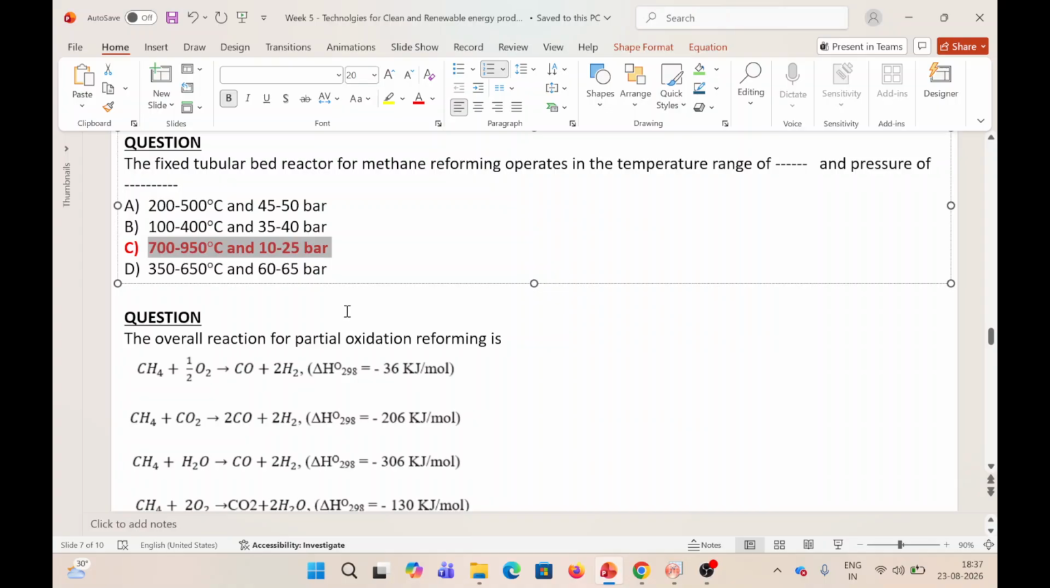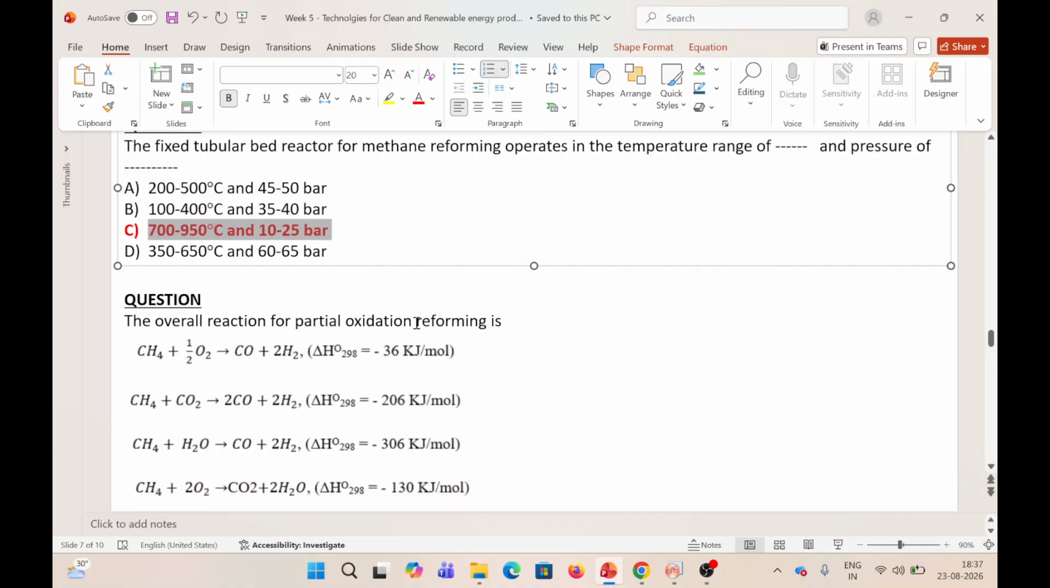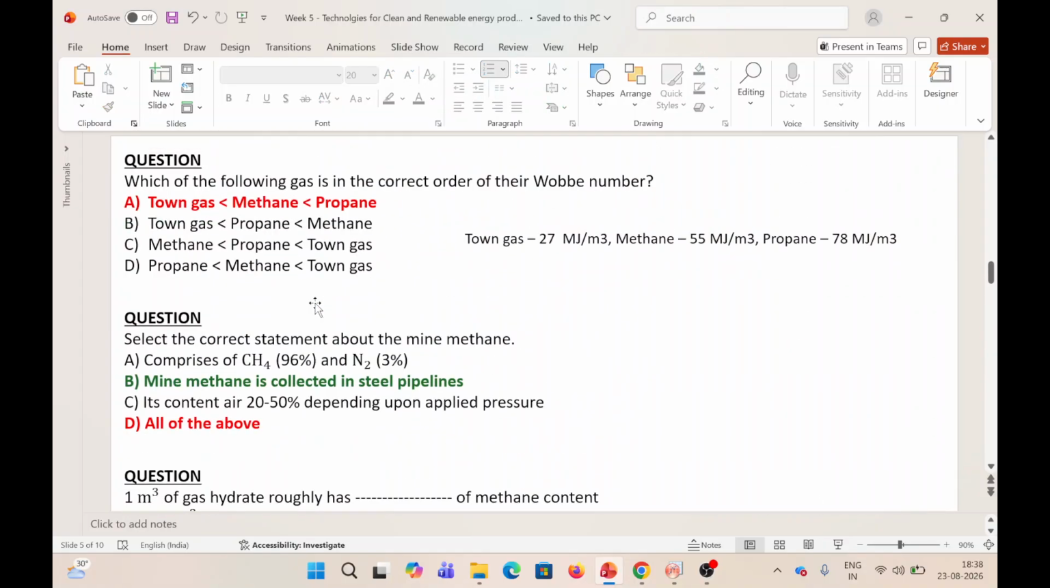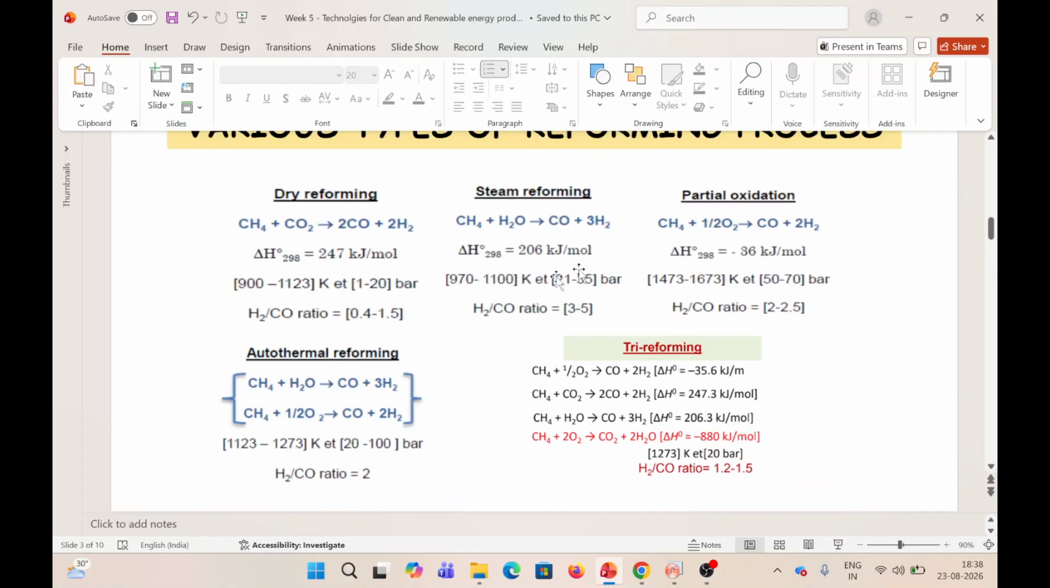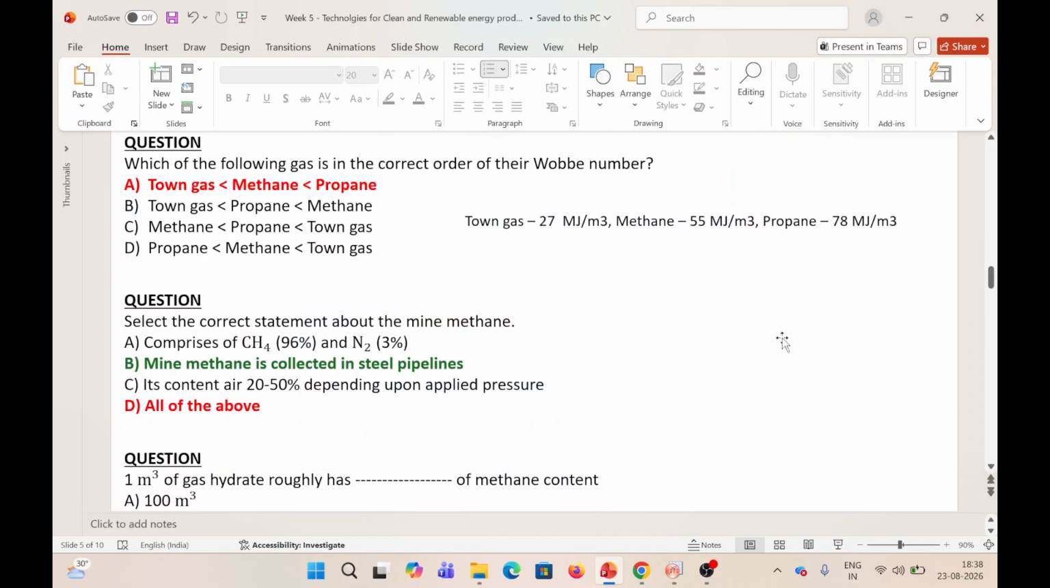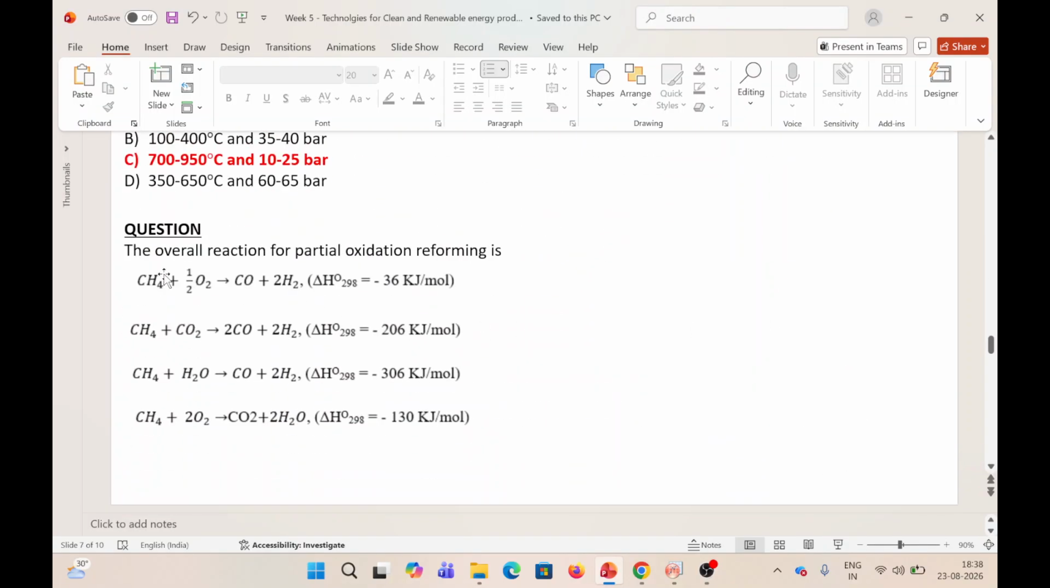So next question is overall reaction for partial oxidation reforming. So there are four different processes. You are supposed to let me know which is the exact process. I think this is exactly from the slide itself. For partial oxidation, it's going to be half oxygen. So option A, the first one.